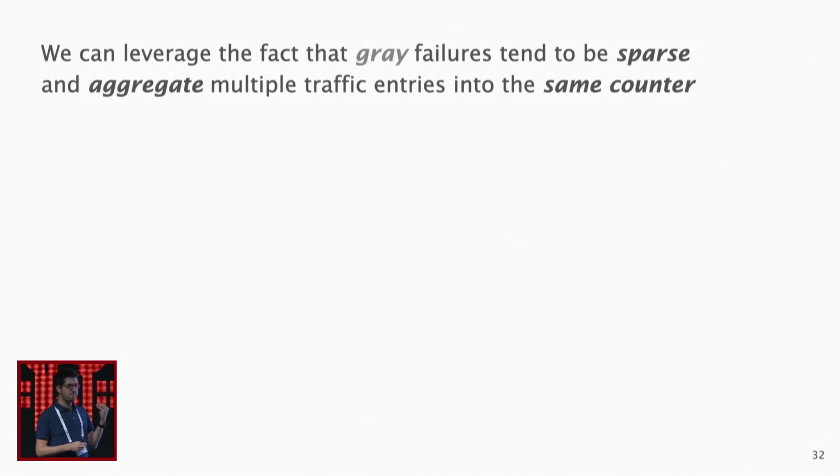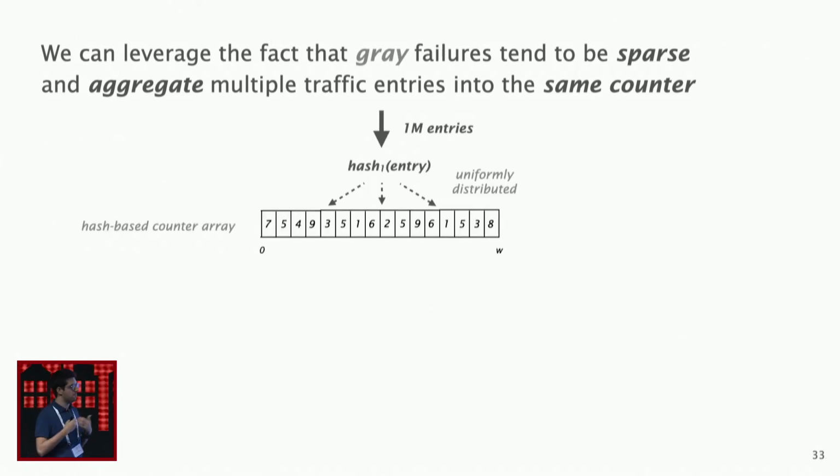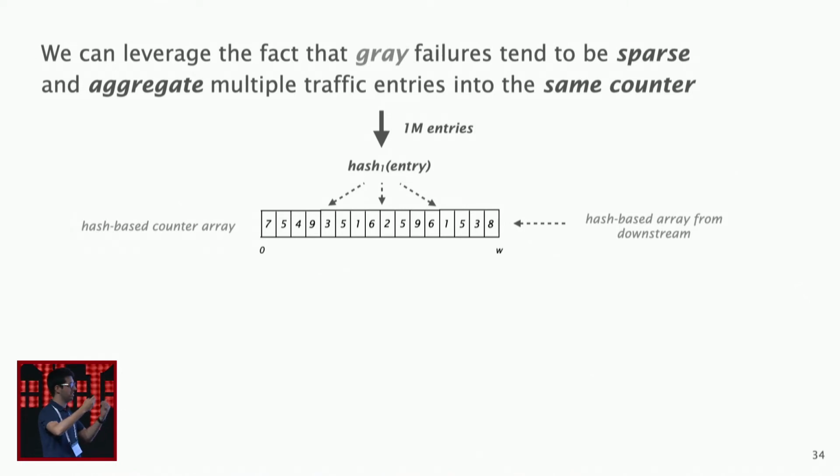We realized that GraY failures are sparse. You can have a million entries, but at a given point in time, you will only have maybe one entry being affected, or multiple of them. So instead of mapping one entry to one counter, we can have an array of W counters, and to map the packets from one entry to a counter, we use a hash function that indicates in which counter we have to add the packet. As before, this process is done between the upstream and the downstream switches. The downstream will send us the same array of counters, and if any traffic entry has problems, we will have a mismatching counter.